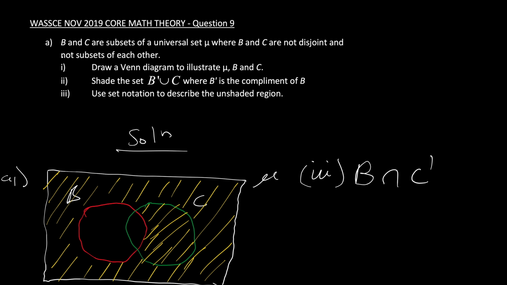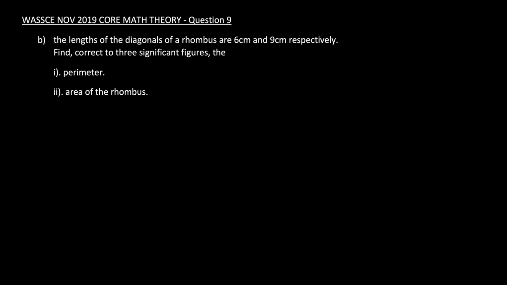So we'll be moving on to question 9b. The lengths of the diagonals of a rhombus are 6 centimeters and 9 centimeters respectively. Find, correct to 3 significant figures, I, the perimeter of the rhombus, and II, the area of the rhombus. So we have our rhombus. It should look something like this.